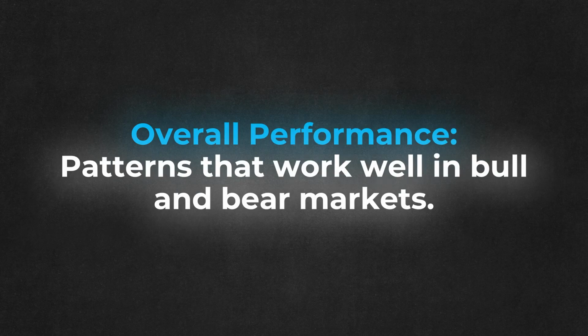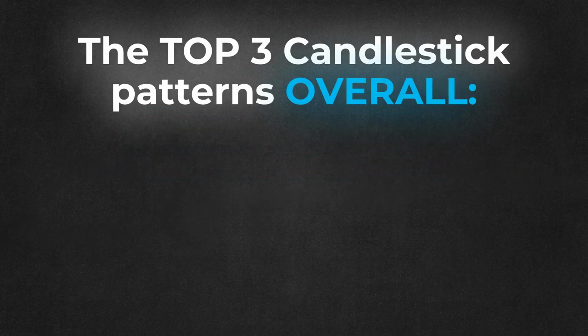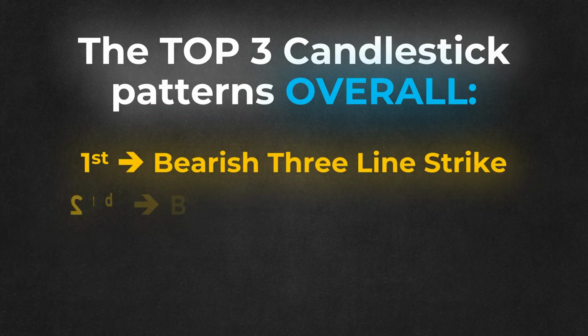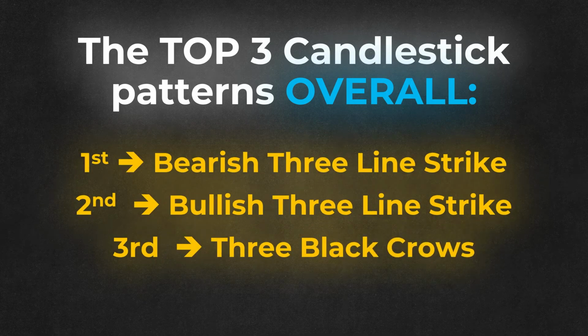Even though Thomas Bukowski's research is very comprehensive, I will add some extra details that I find to be important for the purposes of this video. According to the research, the top 3 candlestick patterns in overall terms are the bearish 3-line strike, the bullish 3-line strike, and the 3 black rows.